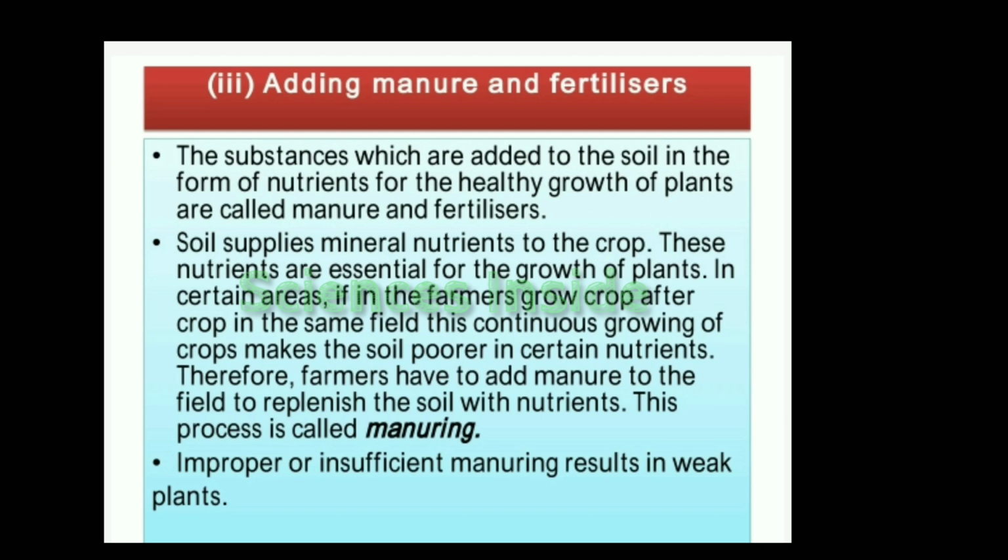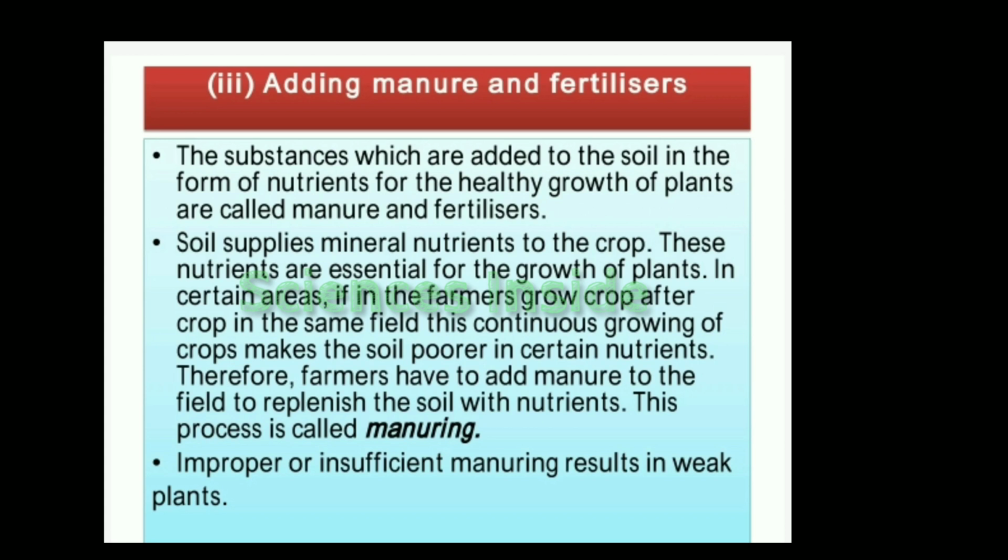A continuous crop year after year depletes nutrients from the soil. So the soil has to be replenished with its lost nutrients from time to time using materials such as manures and fertilizers. The substances which are added to the soil in the form of nutrients for the healthy growth of plants are called manure and fertilizers.